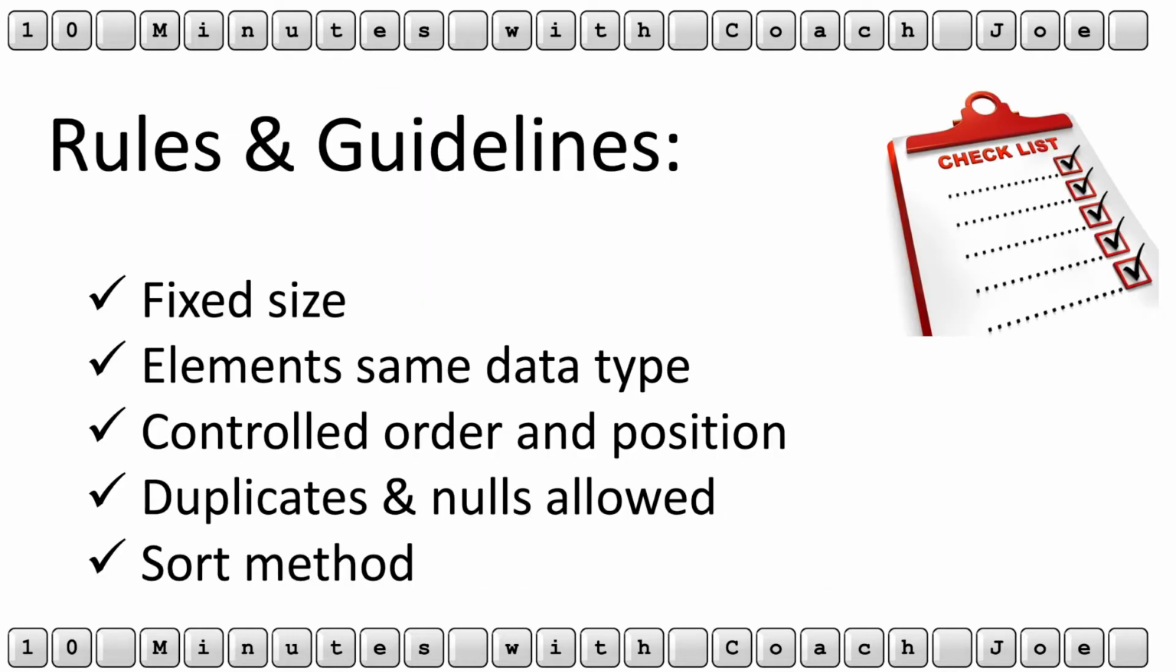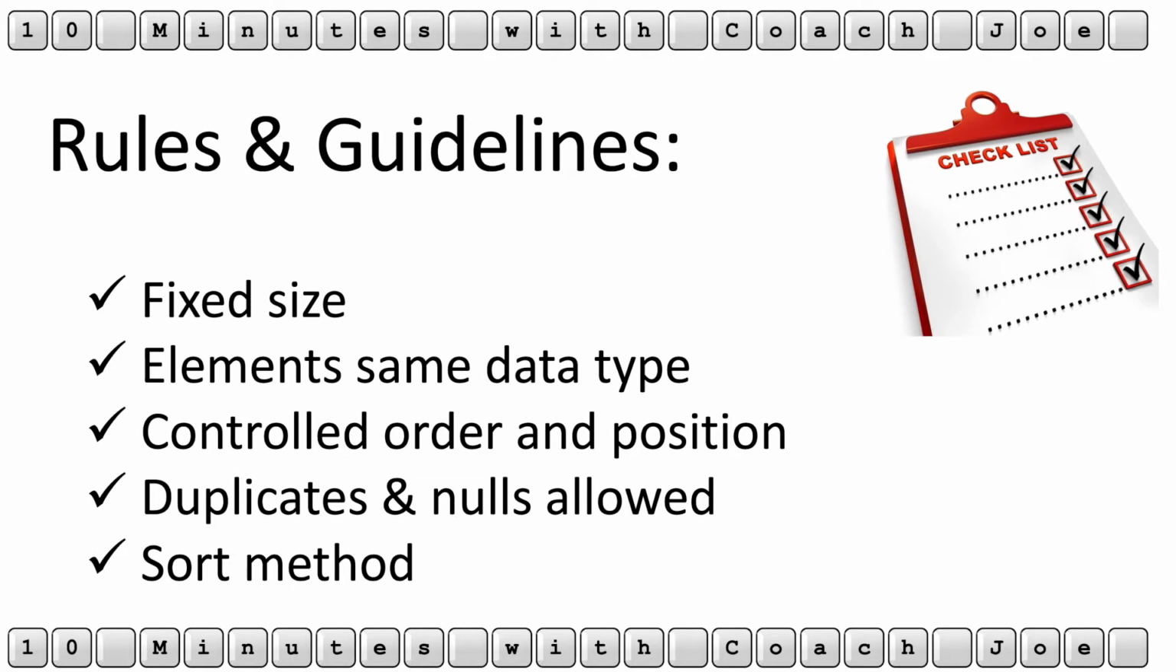An array is a fixed size, meaning you declare the exact number of elements. Once declared, you cannot change the size without recreating the whole array object. All elements of an array hold a single value that must be the same data type, like all ints, all strings, and even all custom objects like the myBank object from lesson 4. With an array, you can control the order of each element. Duplicate values are allowed in the elements. If the data type permits, null values are allowed, and the array offers a sort command.